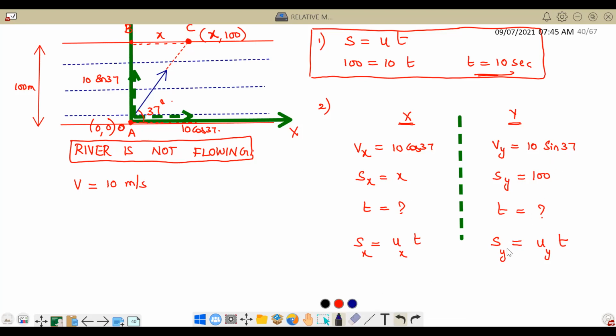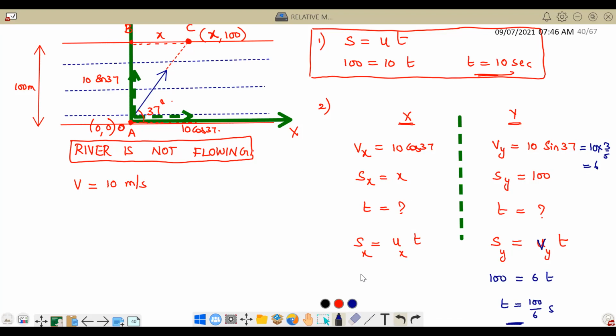Now tell me, what is the displacement in y direction? 100. What is the velocity in y direction? 10 sin 37, that is 10 into 3 by 5, which is equal to 6. So time taken is equal to what? 100 by 6 seconds. Once you get time, just like in projectiles, we calculate range.